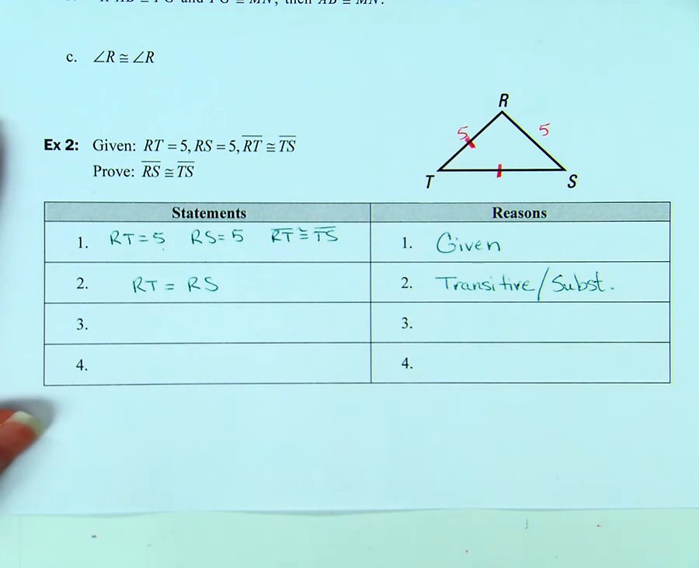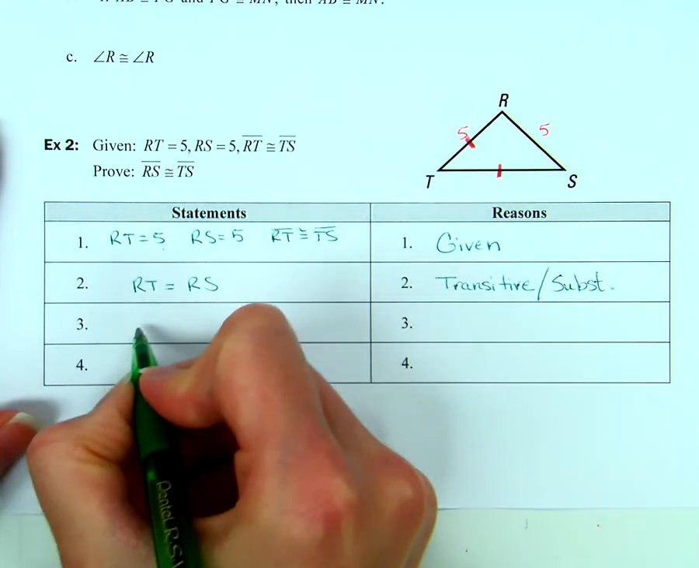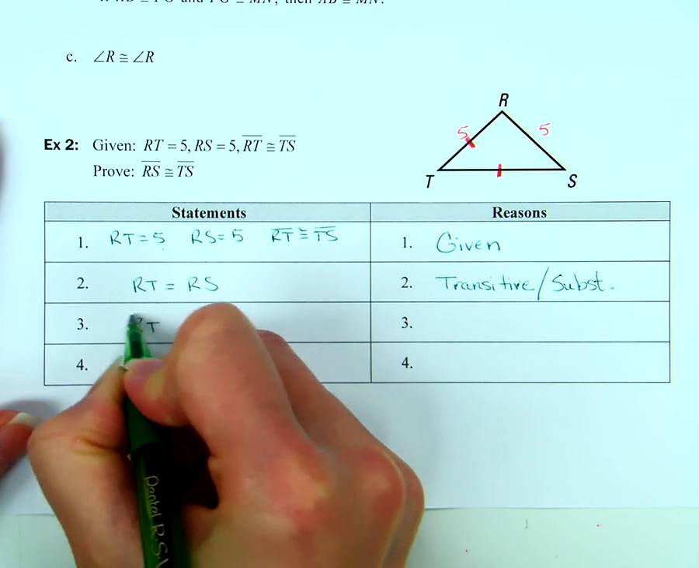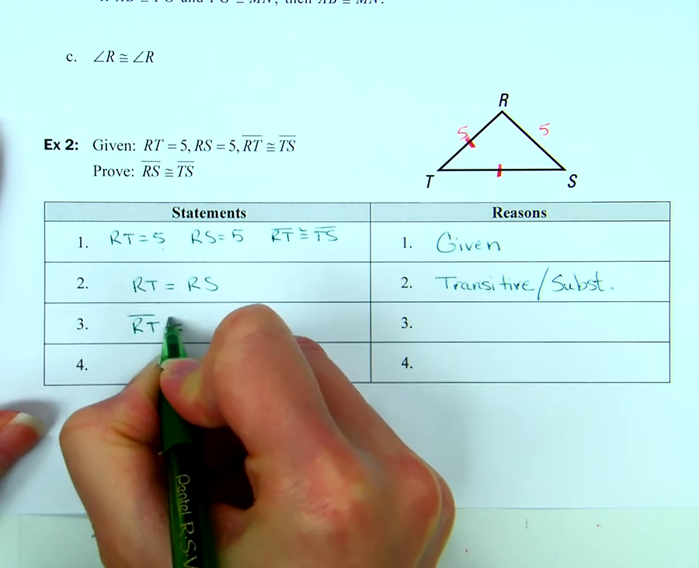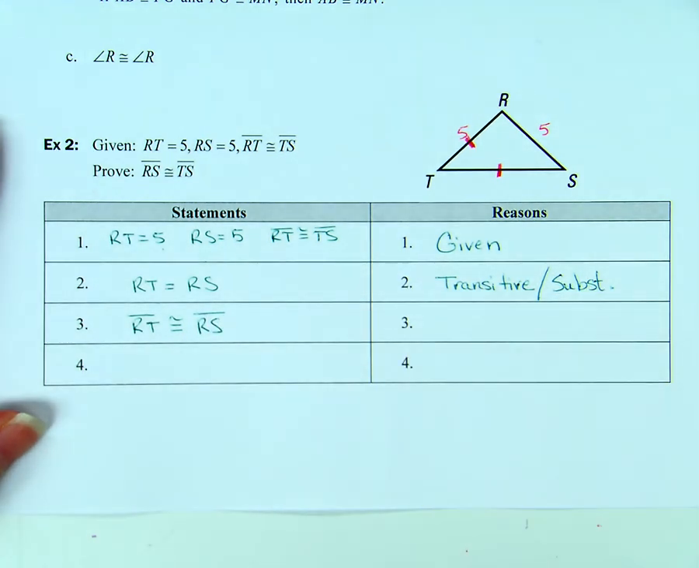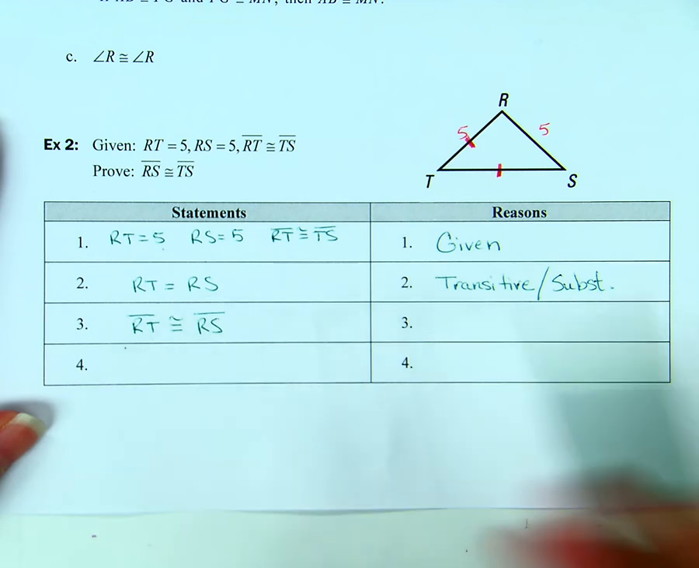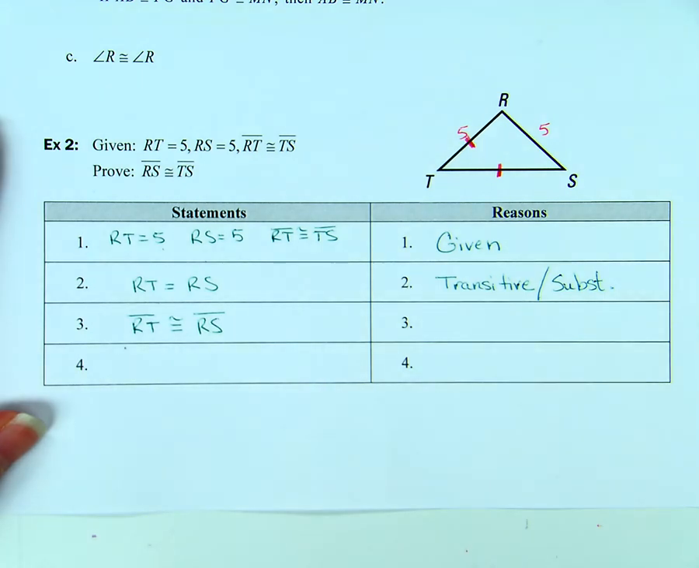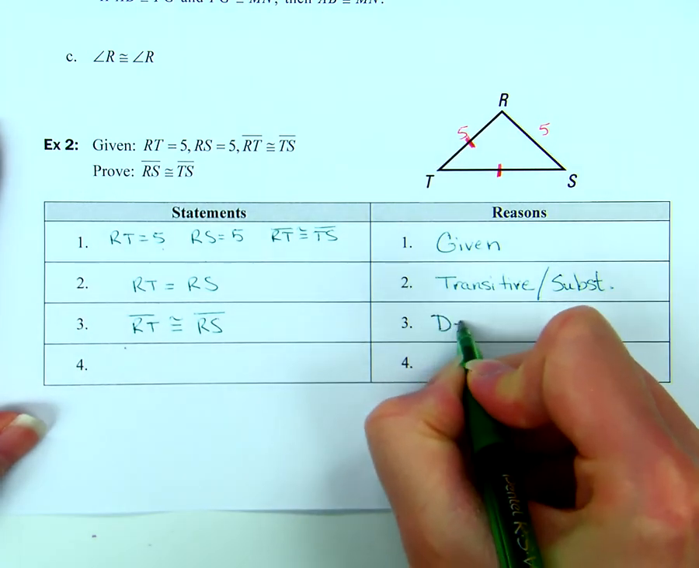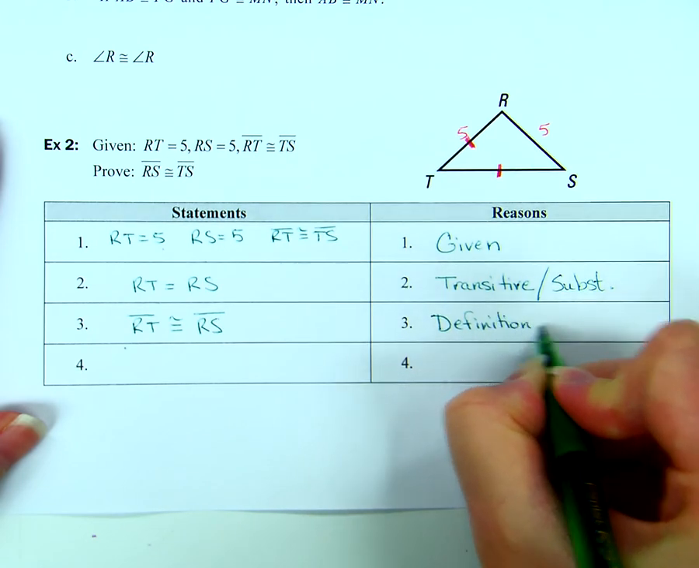In the next line, I'm going to do something new that we haven't seen before. I'm going to take this equation and I'm going to turn it into a congruent statement. I'm going to say RT is congruent to RS. Since our segments are equal in length, we know that they are in fact congruent. That's part of our definition of congruent segments.